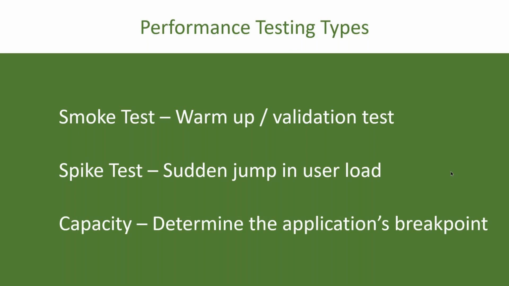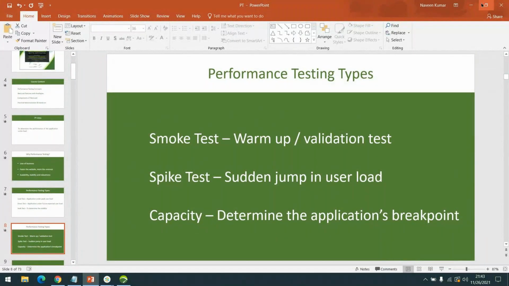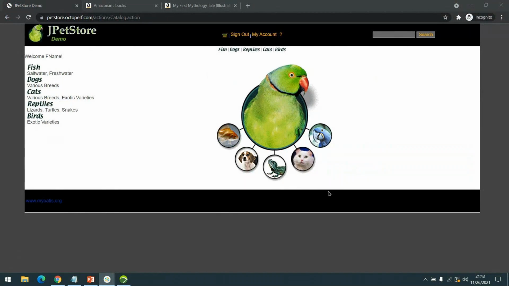And finally there is the capacity test. It is used to determine the application breakpoint. When we say breakpoint, it is not like we are breaking the system, but just before breaking the system. It's as good as pouring water into a 1 liter water bottle, right? When we reach 1000 ml, that is when we know we have reached the capacity.